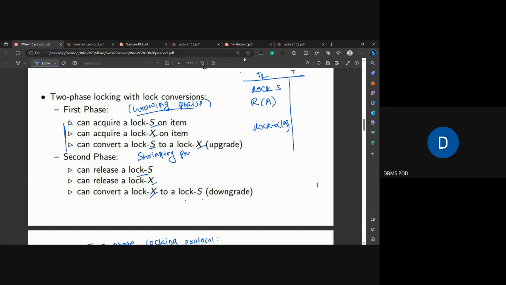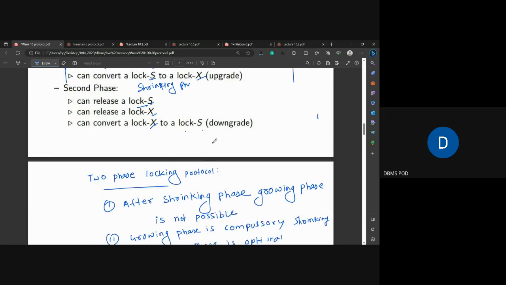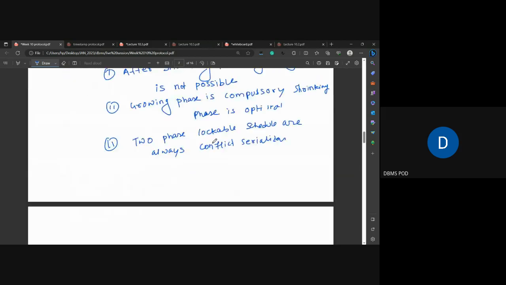Thank you. In the shrinking phase, the second phase, we can release the shared lock, we can release the exclusive lock, and we can downgrade, that is, convert an exclusive lock into a shared lock. Now let's go to the examples.